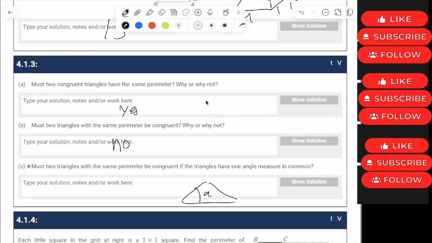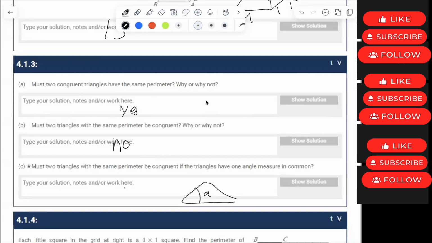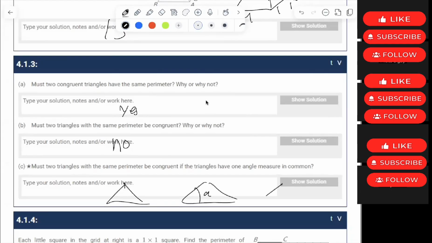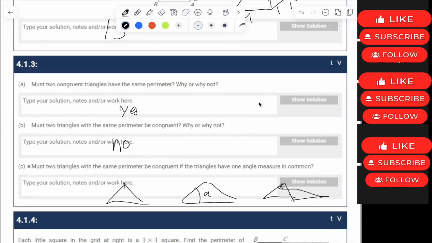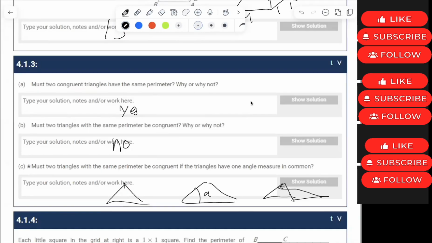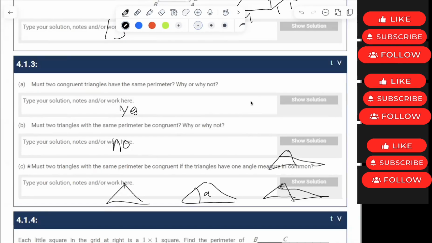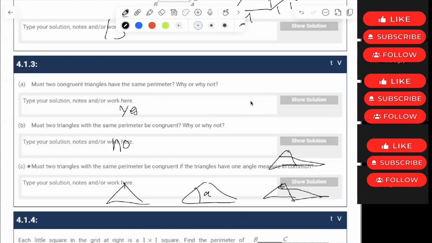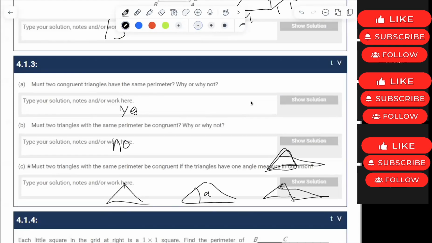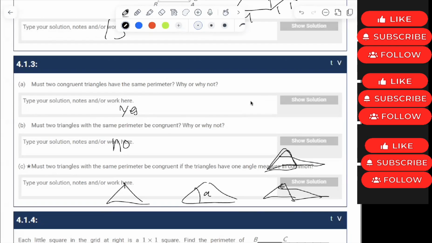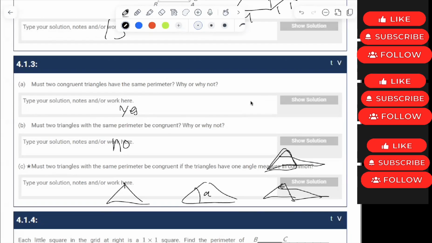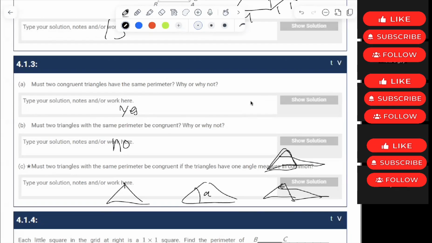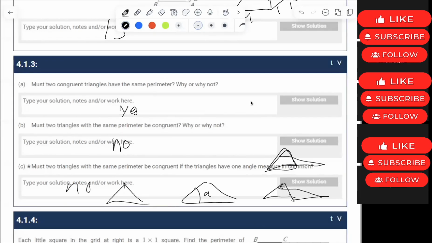So how does that work? Because in reality, they can have the same perimeter, but we can actually change these side lengths. Like this. You see this? That could have the same perimeter as that one. This is not to scale, but the angles are indeed the same. Perimeter is the same, but they're not congruent. So this is also a no.